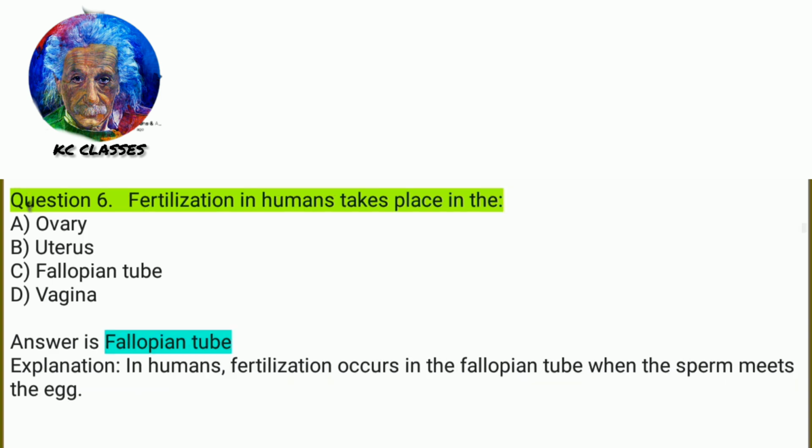Question 6. Fertilization in humans takes place in the A. Ovary. B. Uterus. C. Fallopian tube. D. Vagina. Answer is fallopian tube. Explanation: in humans, fertilization occurs in the fallopian tube when the sperm meets the egg.